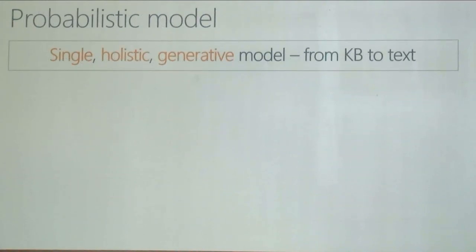So Alexandria takes a probabilistic modeling approach. So we define a generative model, and this model goes from knowledge base to text. And moreover, we define a single holistic model so that we can address all the tasks that we talked about on the previous slide in a consistent manner. So defining such a model is a very challenging task, right?